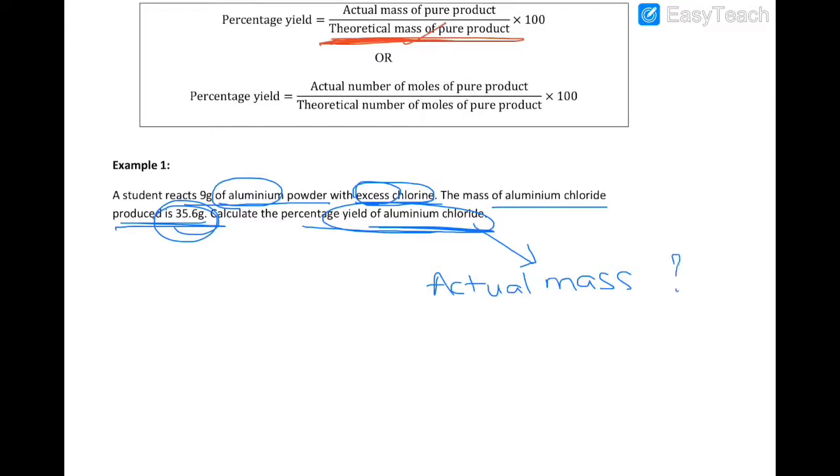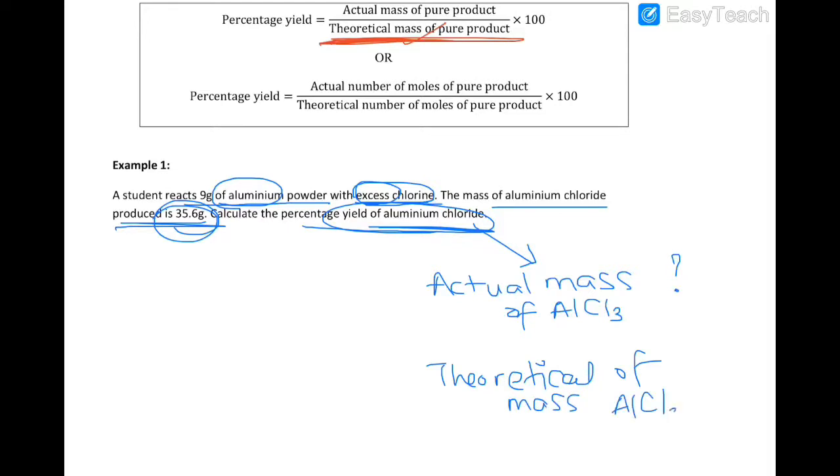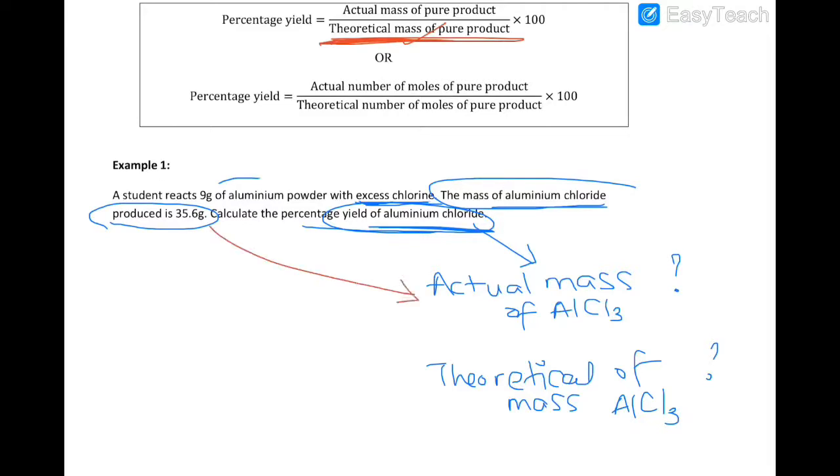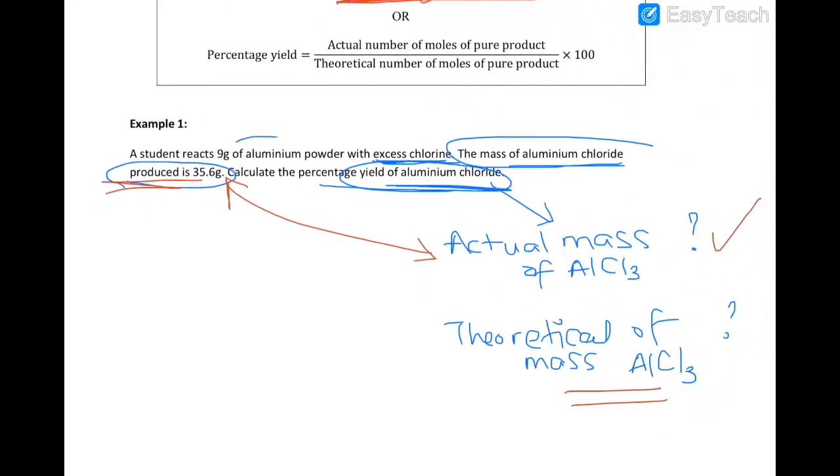So actual mass of aluminium chloride, AlCl3, and you need the theoretical mass of aluminium chloride. You need these two values. So here in the question, you are given that the mass of aluminium chloride produced is this. So from what we are given, this here is the actual mass. So when you do the reaction, this is what is produced. So this is the actual mass. We know this. The theoretical mass, we need to find it. So how do we find it?